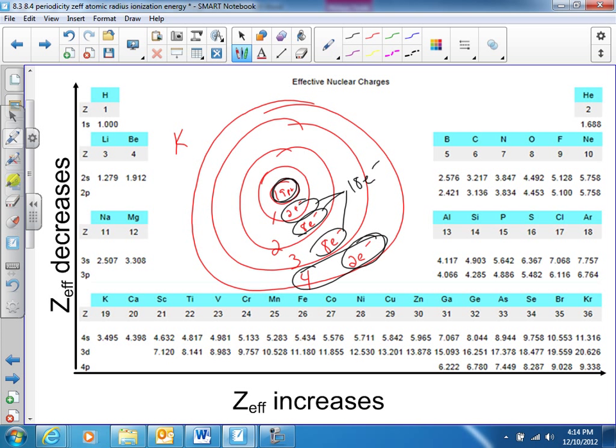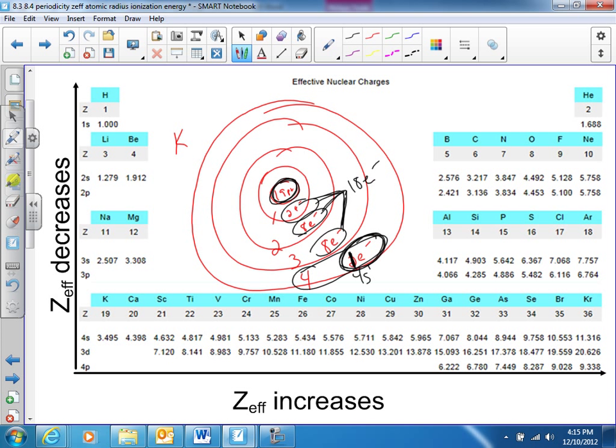Wait a second, something's wrong. There's only 1 electron here for potassium, not 2. Potassium has only 1 electron in the 4s sublevel. Sorry about that. Okay, so we have 18 electrons between this 4s electron and the nucleus.